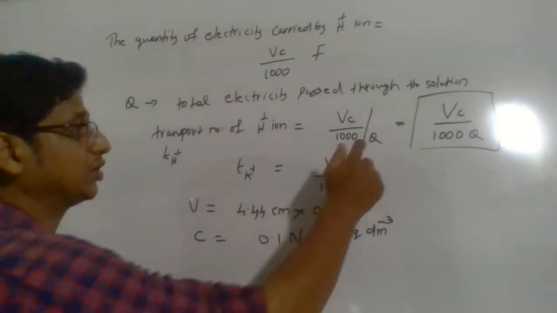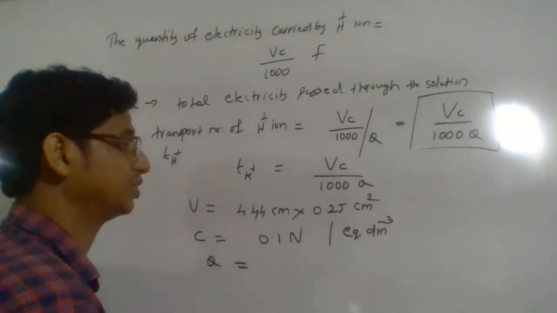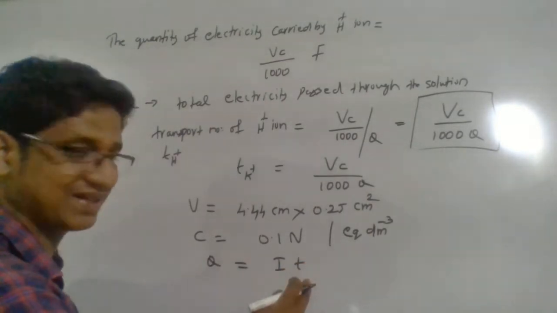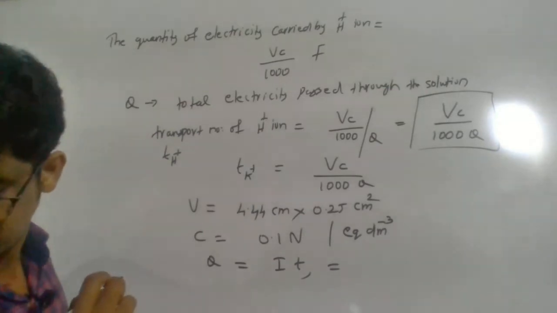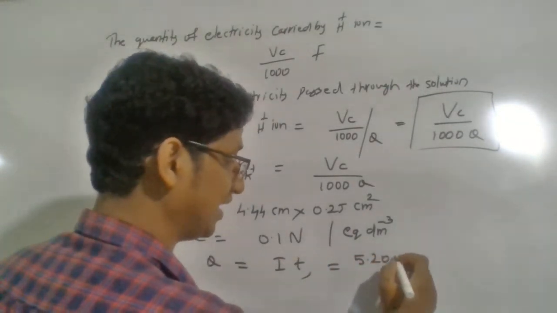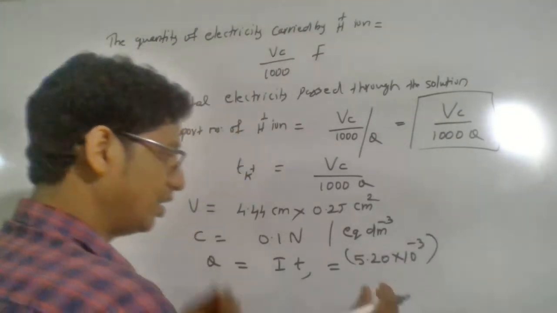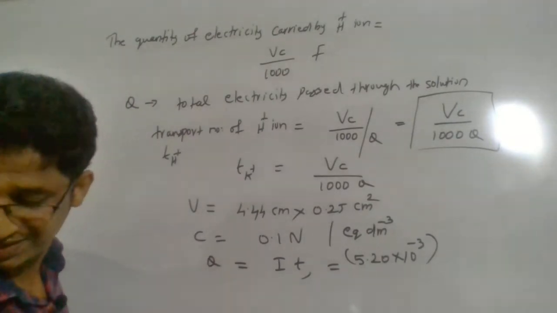Then what about Q? Q you have to find. Q is the total amount of electricity that passes through the solution. We know Q is equal to IT, where I is the current and T is the time. So let us substitute. I is given as 5.20 milliampere, which means 5.20 into 10 raised to minus 3 ampere. Please convert milliampere into ampere by multiplying by 10 raised to minus 3.